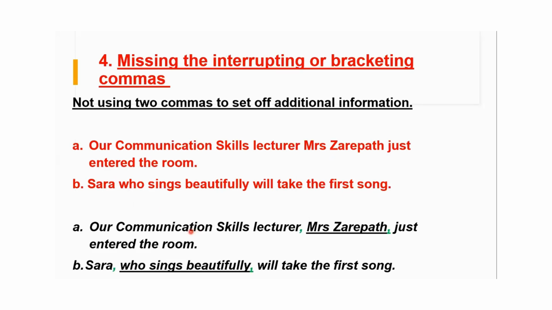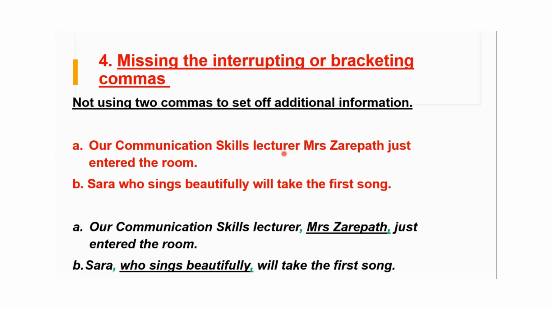Another important error to take note of is missing the interrupting or bracketing commas. What's a bracketing or an interrupting comma? Sometimes when we're writing, or even when we're talking to friends, we give extra information. When we're writing, that extra information can be removed from the sentence and the sentence will still make sense. Now, it is good when writing to show that this is extra information. Let's give an example: "Our communication skills lecturer, Mrs. Zarapa, just entered the room."